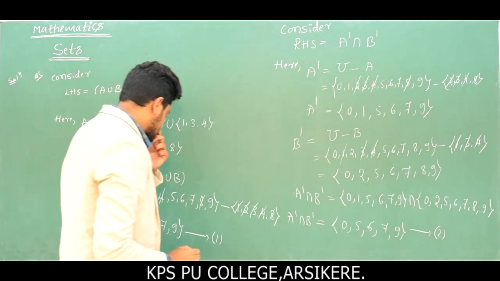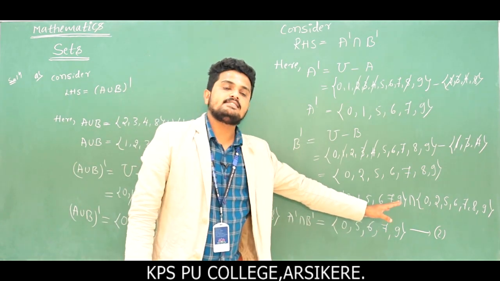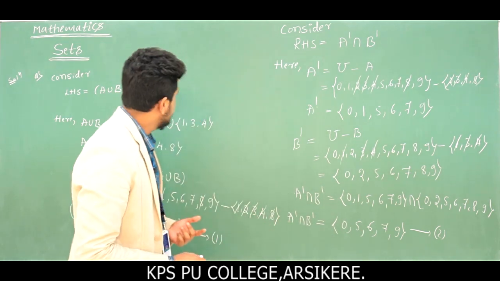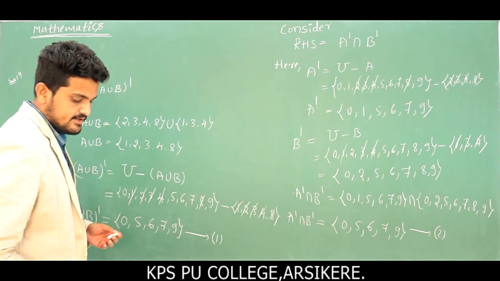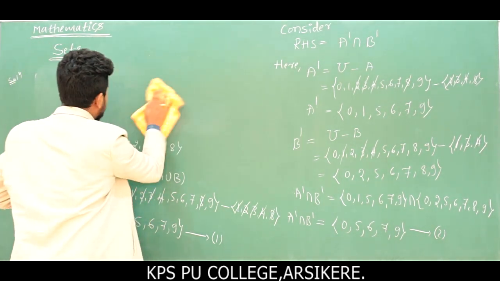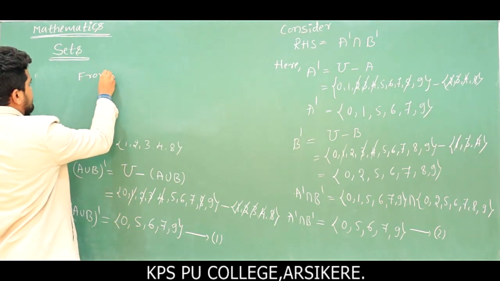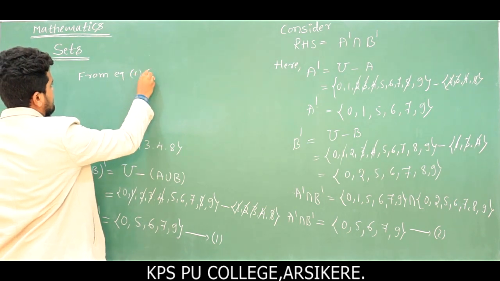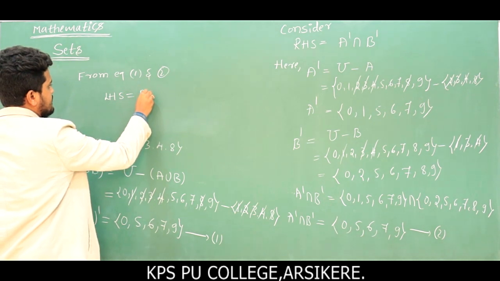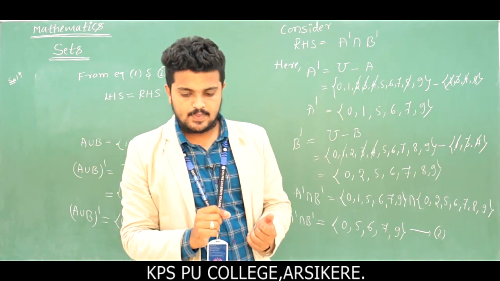Comparing equation 1 and 2: 0, 5, 6, 7, 9. Again equation 2: 0, 5, 6, 7, 9. So clearly we can say that from equation 1 and 2, LHS is equal to RHS. Clear? This is nothing but De Morgan's law. Okay.